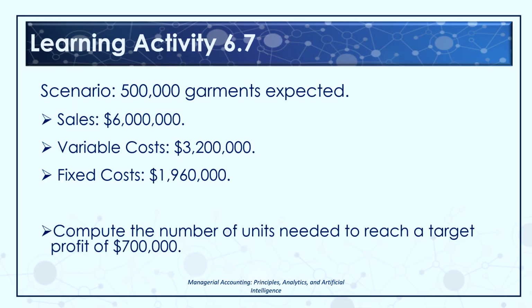Now let's go to learning activity 6.7, where Hudson's Textiles has a target profit of $700,000. Using the contribution margin approach, compute how many garments Hudson must sell to reach a target profit. Pause here and work through the activity. Once you've finished, check your answers with the solutions provided in the back of Chapter 6.